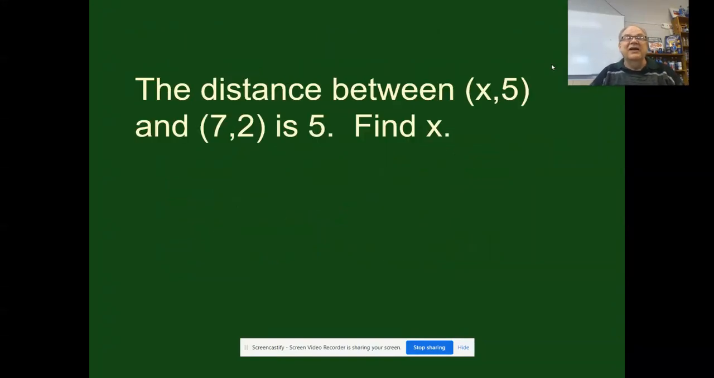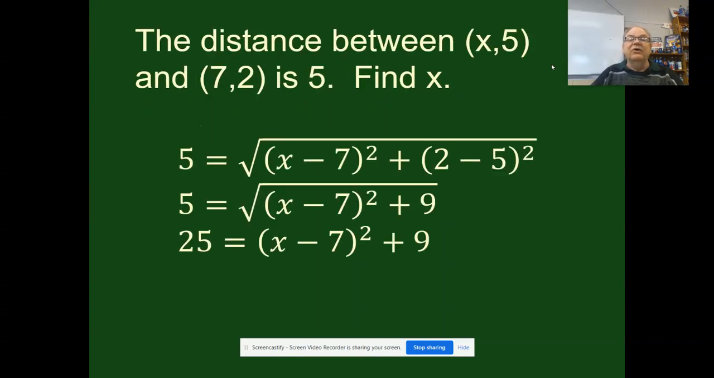The other kind of problem you have is almost like you're playing Jeopardy. Here they're telling you that the distance is 5, and we need to figure out what's the missing value here. What would x be in a point so that I got a distance of 5? Well, what I do is I plug in what I know to the formula. I know that the distance is 5. And I know I get that by subtracting the x's and squaring, so x minus 7 squared, plus, then I subtract the y's and square, and I add them up and take the square root.